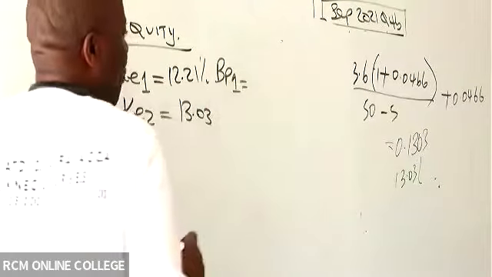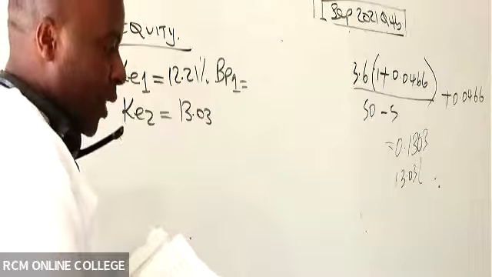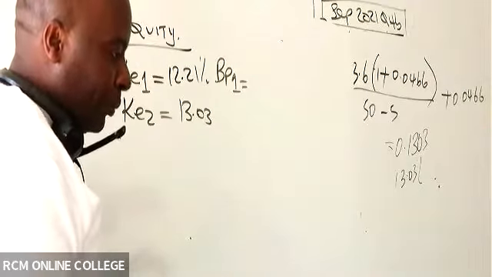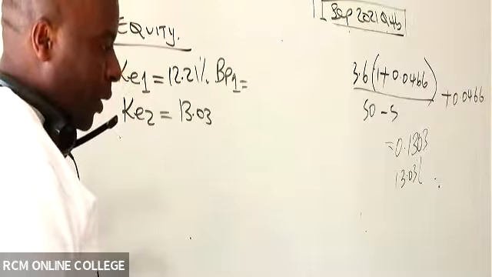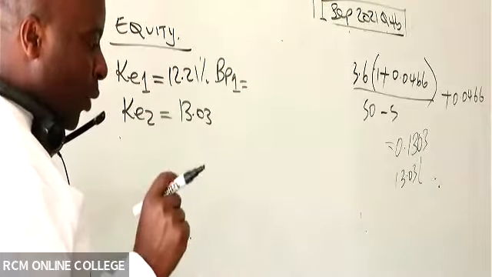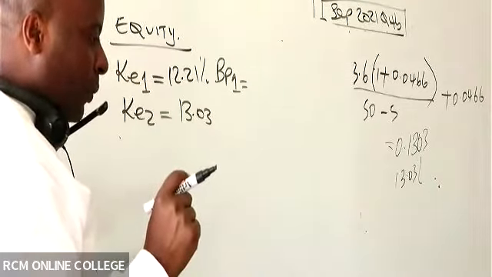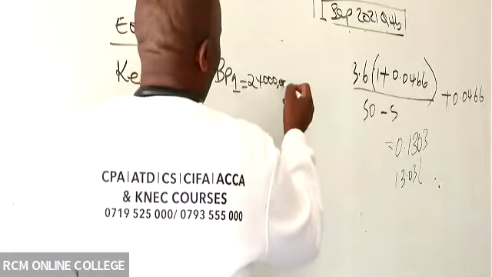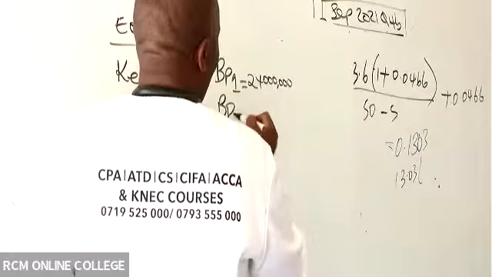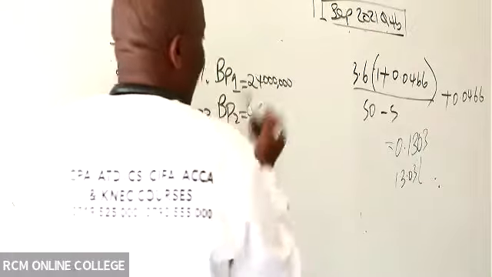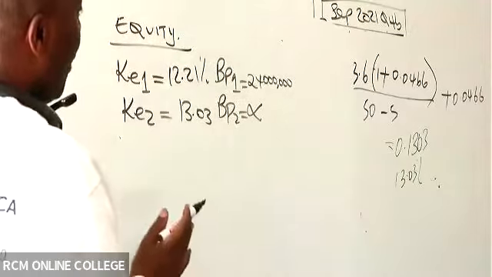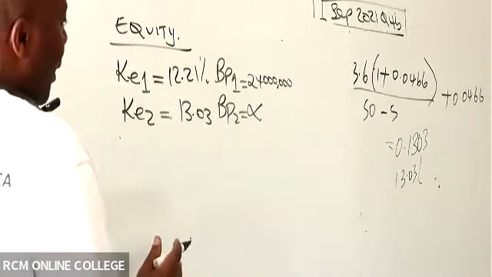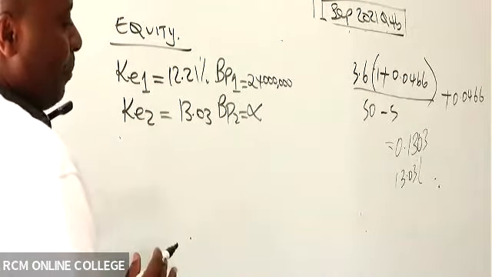For equity, we have breakpoint 1. If you can remember, we have breakpoint 1 for equity: 24 million. How about breakpoint 2? We got breakpoint 2 under equity as infinity. You must do this summary. Everybody must write this summary.